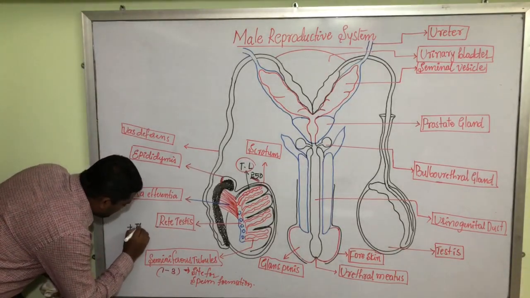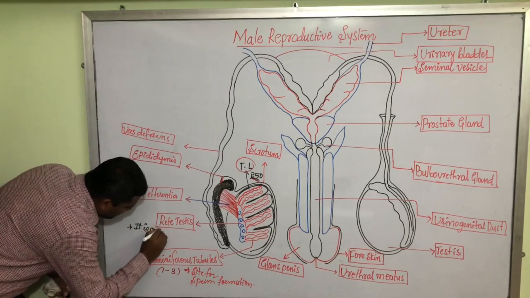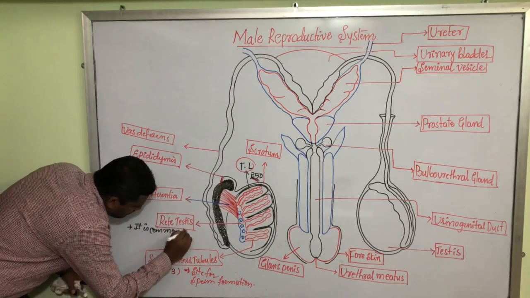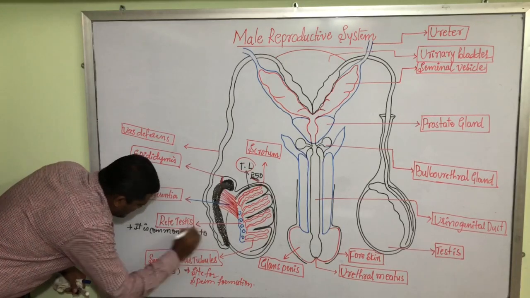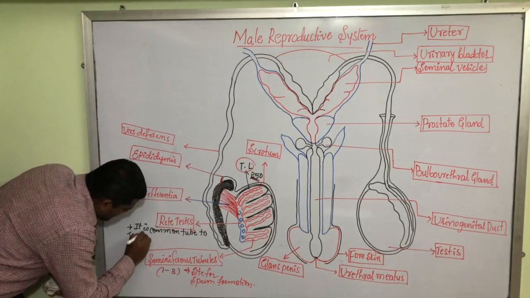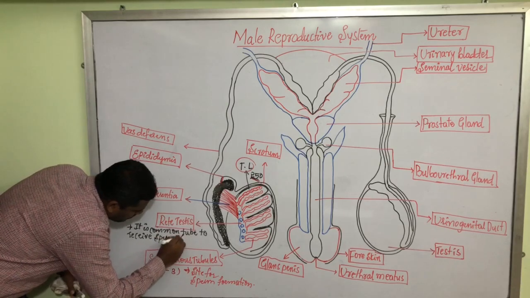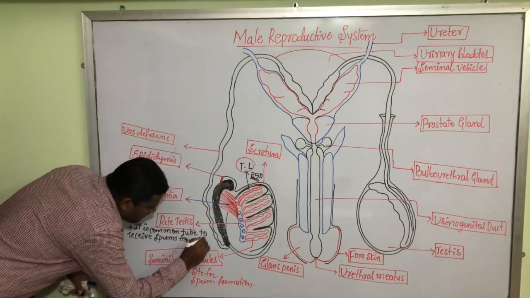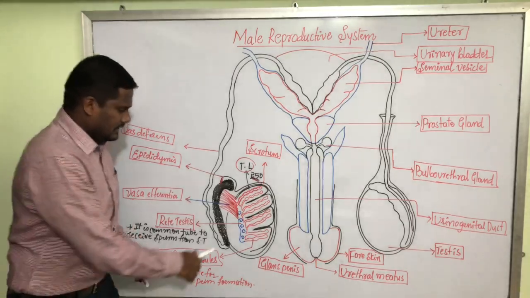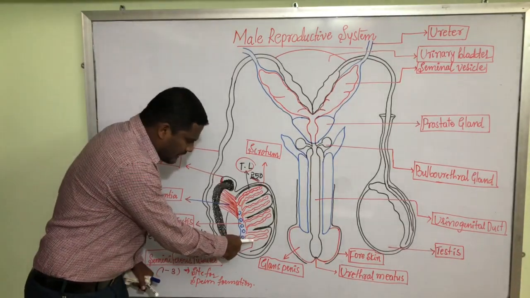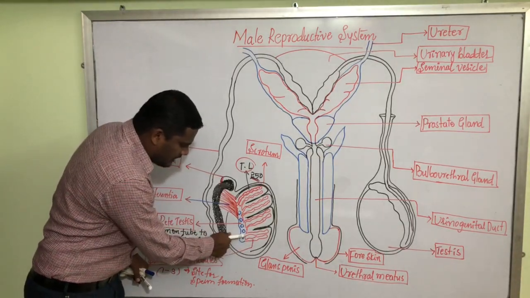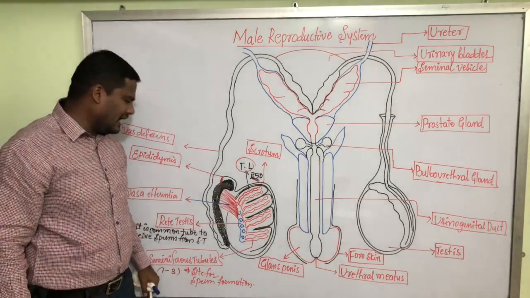What is rete testis? It is a common tube to receive sperms from the seminiferous tubules. सेमिनिफेरस ट्यूब्यूल्स के अंदर स्पर्म्स बन रहे, जो भी स्पर्म्स यहाँ पे बन रहे वो डायरेक्टली रेटे टेस्टिस में आ जा रहे.